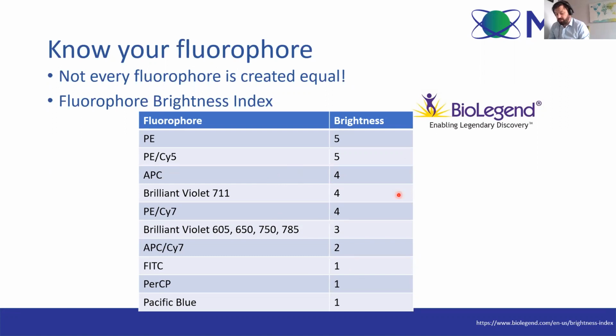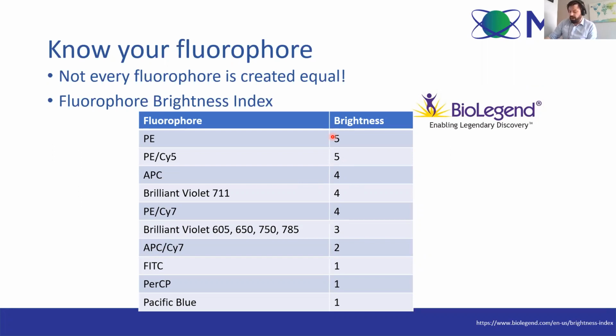So you can see fluorophores like PE, PE-Cy5, and even APC here and some of the Brilliant Violet dyes. They're really quite bright. But common fluorophores that you might use every day, like FITC and PerCP, are relatively dim in comparison. So PE has a brightness level of 5, FITC only has a brightness level of 1. So, does this mean that you should always try to use fluorophores with brightness levels of 4 and 5 so that everything's really bright and it's great?